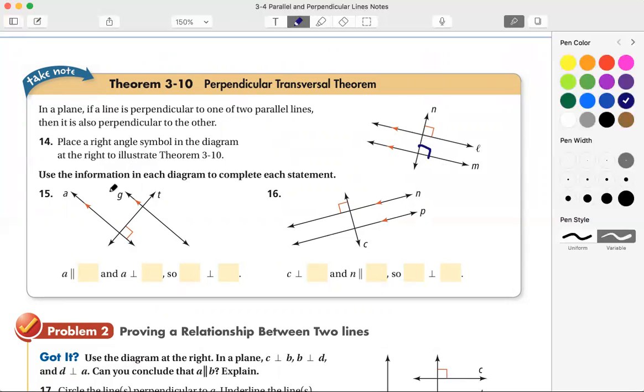All right, so using the same information here, two parallel lines. We know A is perpendicular to T. So A is parallel to G, given in the picture. I know A is perpendicular to T. So therefore, G must also be perpendicular to T. And then I can put a symbol if I wanted to. All right, so here's another illustration. So I know C is perpendicular to N, and I know N is parallel to P. So I know C is perpendicular to P.